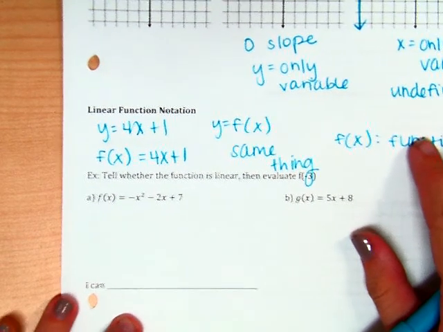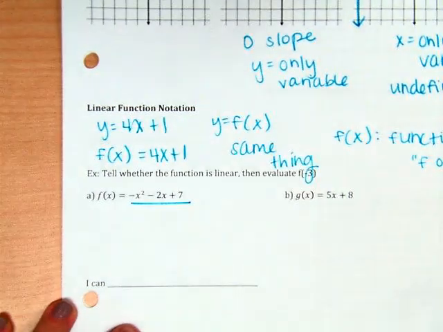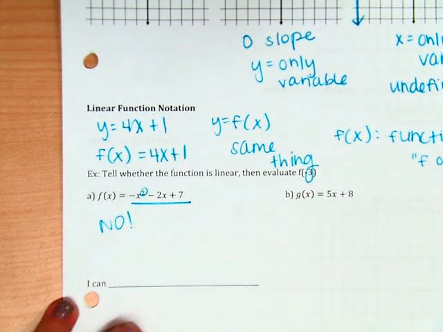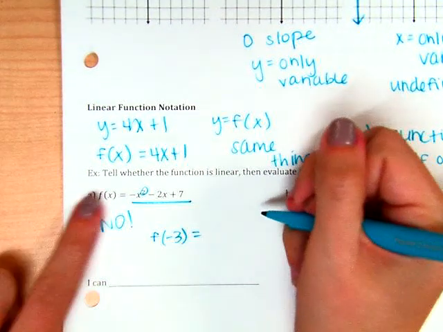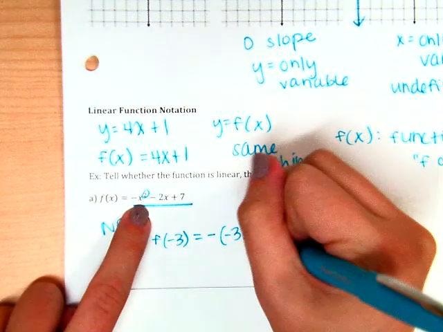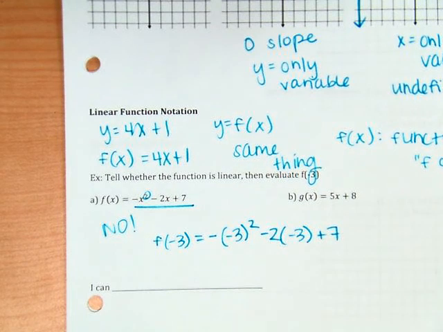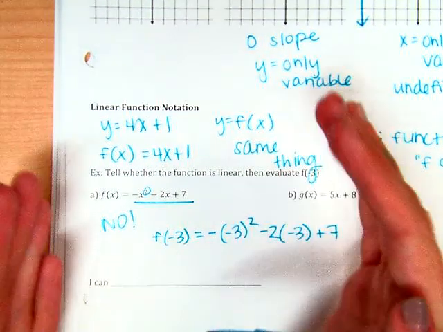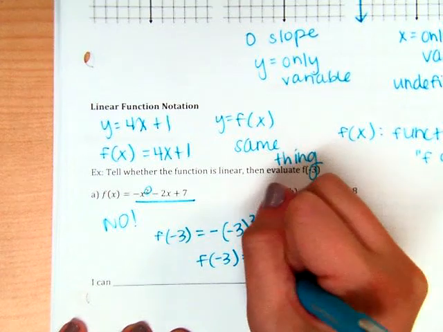Tell whether the function is linear, then evaluate f of negative 3. So, is this a linear function? No, it's got that x squared in there. That means no. But we can still find f of negative 3. F of negative 3, that's basically when we're plugging in negative 3 into x. So negative 3 squared minus 2 times negative 3 plus 7. And from here I would plug that straight into my calculator as is with the parentheses and all that good stuff. I got f of negative 3 equals 4.